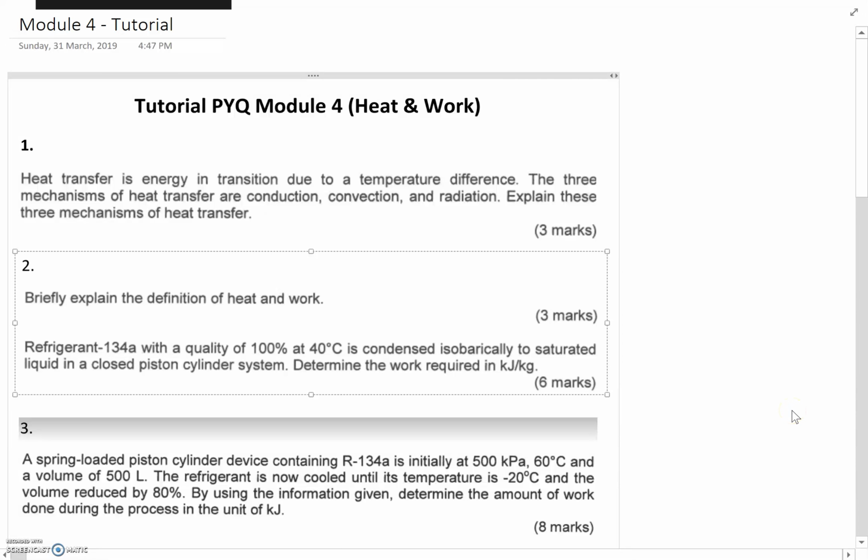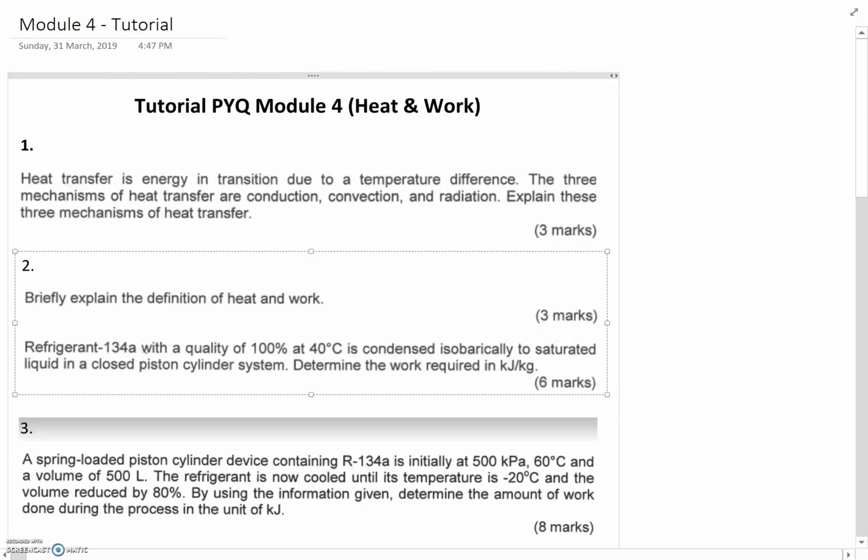Okay, I would like to overview the tutorial for module 4. For question number 1, this is a comprehension question, so you can refer to the notes. I won't explain this one. Question 2, briefly explain definition. You can get it from the notes. Okay, for this one, question number 2, refrigerant.